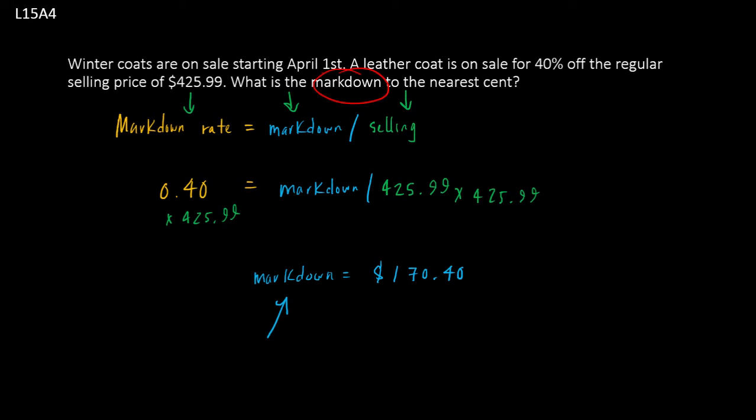A markdown, on the other hand, refers to a discount. So in this case, it's a 40% discount. So that means they're going to subtract $170.40 off of the original selling price of this jacket.